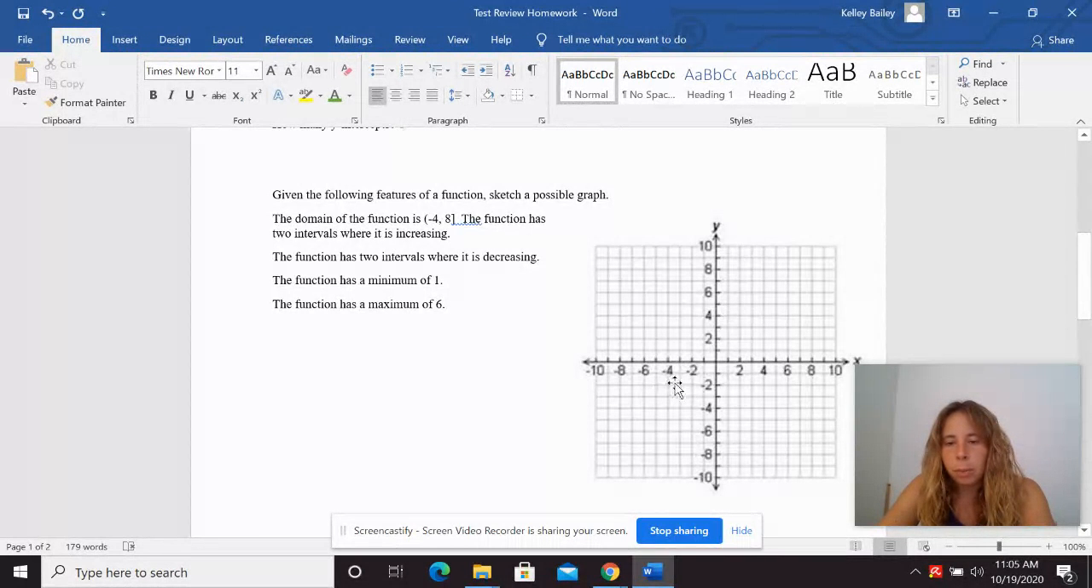Okay, so we're going from here, -4 to 8, and then my minimum is 1. So that means I'm not going to have anything on the x-axis. My minimum is 1. Nothing will be touching the x-axis because nothing goes lower than y equals 1. And then we have a maximum of 6, so nothing will go higher than 6. All right, so we're working between y equals 1 and y equals 6, and we're working between x equals -4 to 8.